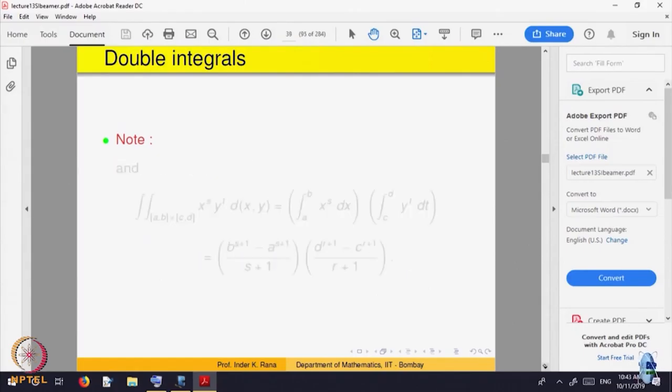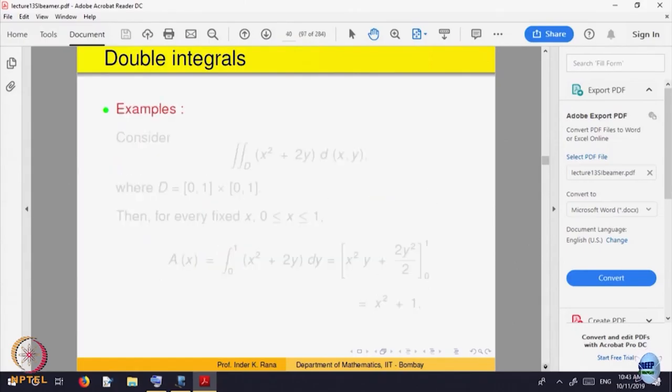Okay, let me look at some more interesting examples. Anyway, these are all simple examples. Take x square plus 2y, dxdy over this region. So what will be the integral? You can calculate it directly, integrating x square plus 2y with respect to x first or y first, whichever you like.